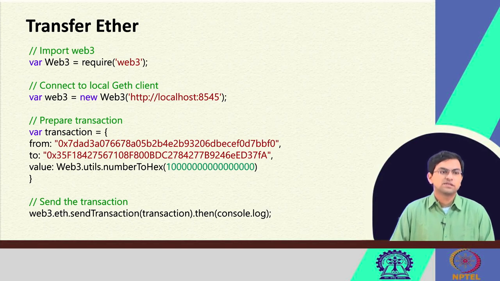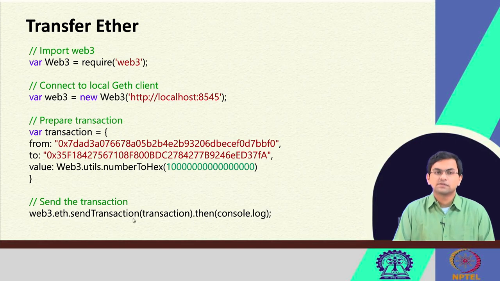So, we will be using this utility called number to hex. Number to hex will take the input which is in decimal, and then convert it to hexadecimal format. Okay. So, this transaction variable is defining the actual transaction that we are doing, mainly the parameters.